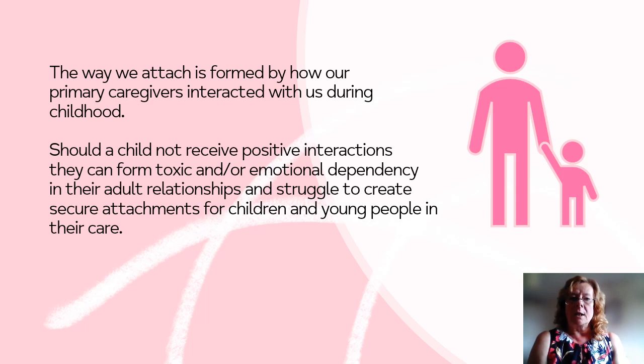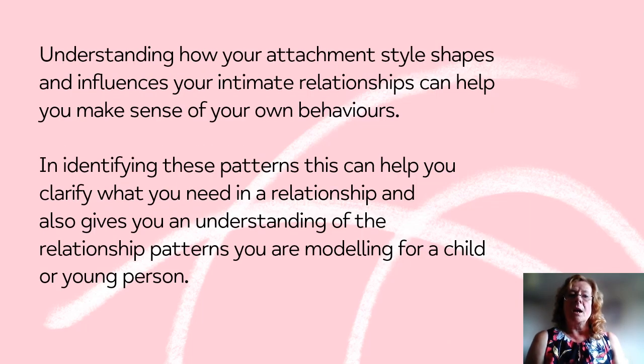The way we attach is formed by how our primary caregivers interacted with us during our childhood. Should a child not receive positive interactions, they can form toxic and/or emotional dependency in adulthood. Understanding how your attachment style shapes and influences your intimate relationships can help you make sense of your own behaviours. In identifying these patterns, this can help you clarify not only what you need in a relationship, it also gives you an understanding of the relationship patterns you are modelling for a child or young person.